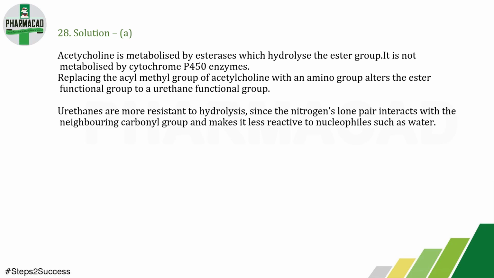So here we have acetylcholine. It is metabolized by the esterases which hydrolyze the ester group, because acetylcholine has an ester group. It is not metabolized by cytochrome P450 enzymes. Replacing the acyl methyl group of acetylcholine with an amino group alters the ester functional group to a urethane functional group. So this carbachol has this urethane functional group, and urethanes are more resistant to hydrolysis. That is, they are stable towards hydrolysis.